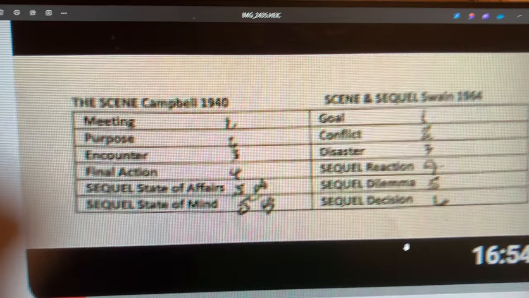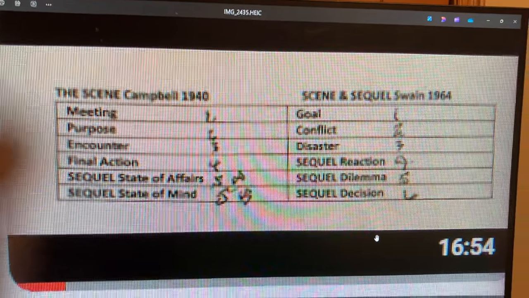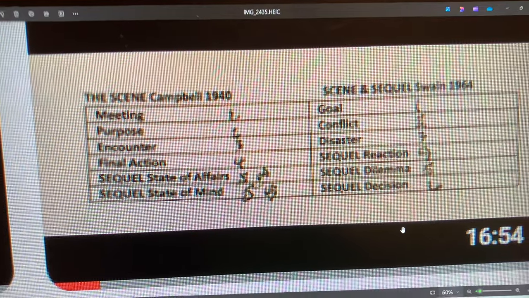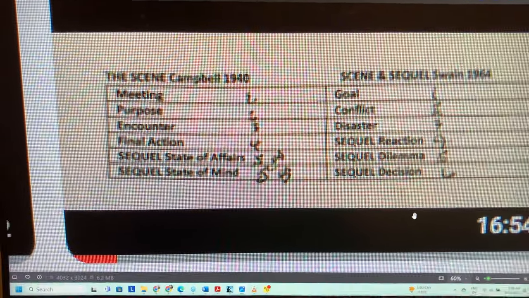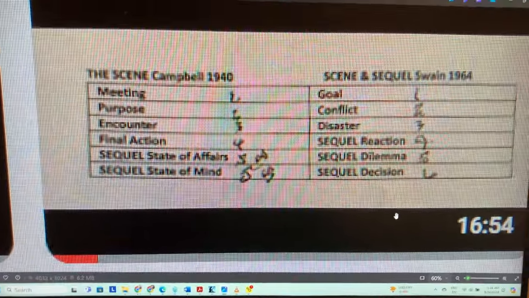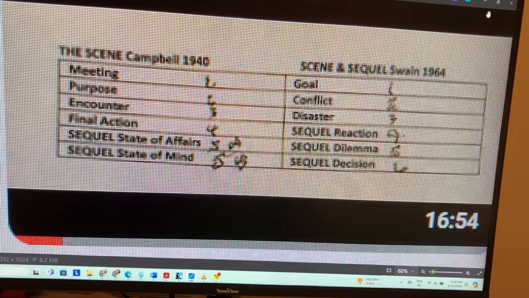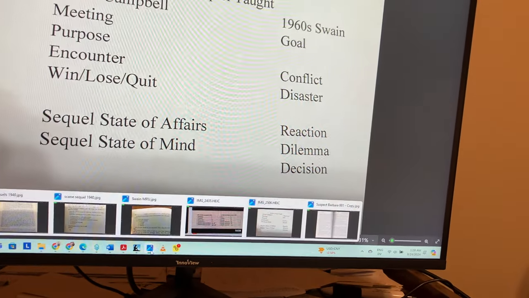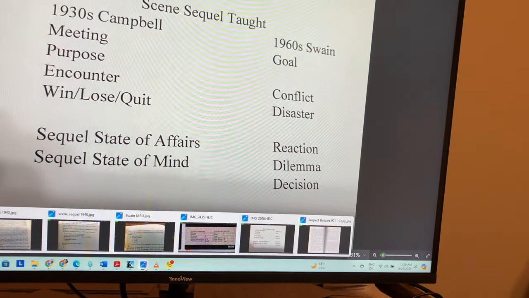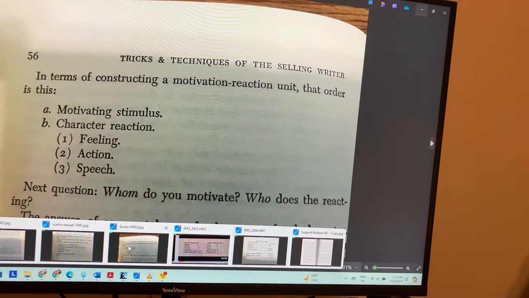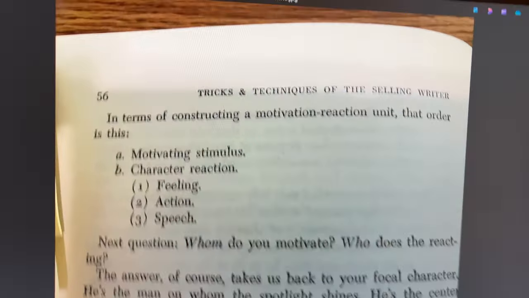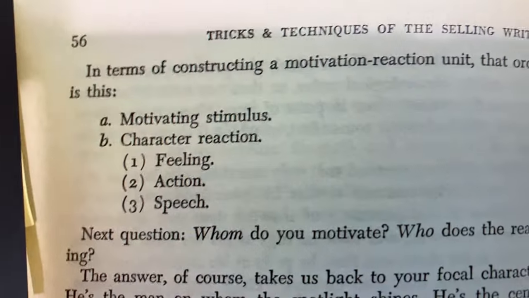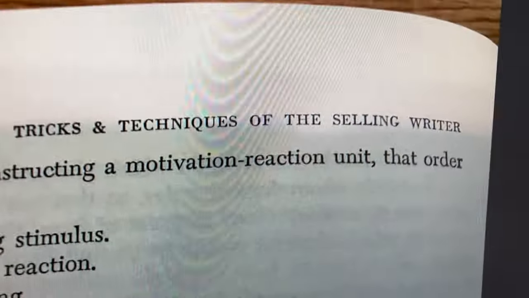Now, that's my summary in an earlier video. They're very similar, they have six steps. Now, one thing that is different: after I talk about scene sequel, we'll talk about the motivation reaction units in each.